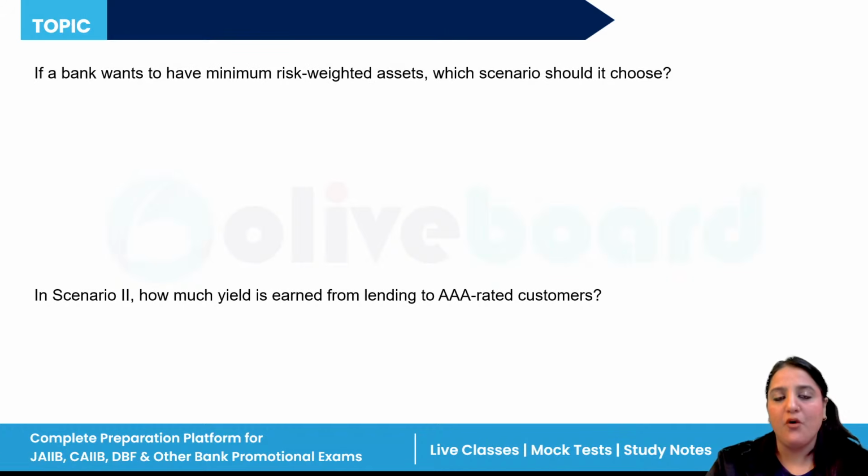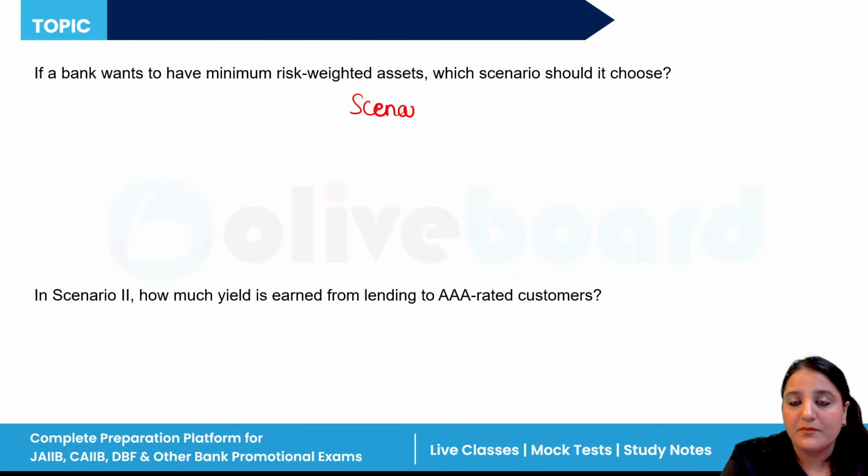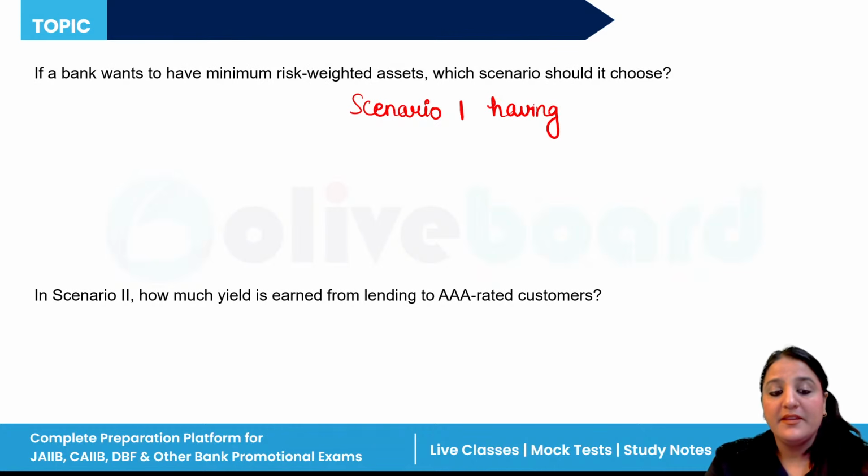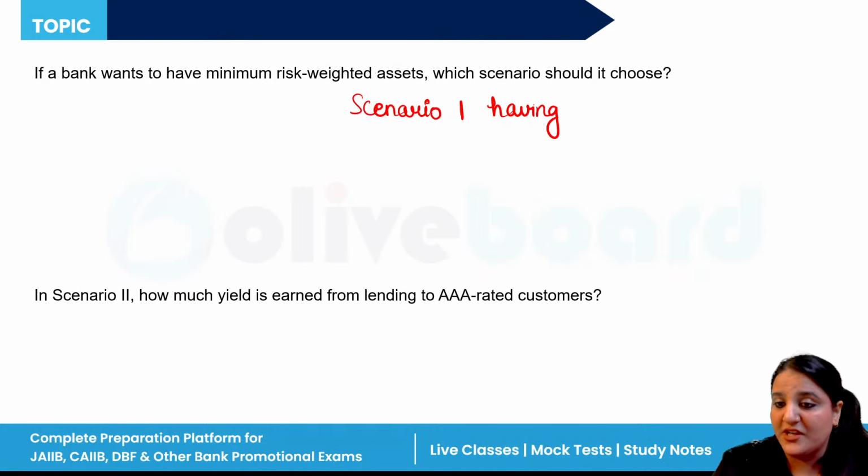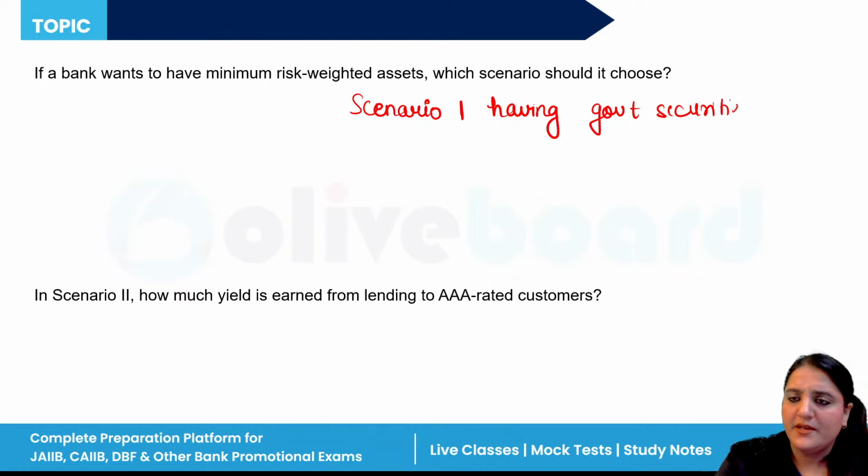If a bank wants to have minimum risk weight asset, which scenario should it choose? If you see scenario 1, it has government securities, and what is the risk weight for government securities? Risk weight is generally 0%, right? So that means the risk weight asset is also 0, right?